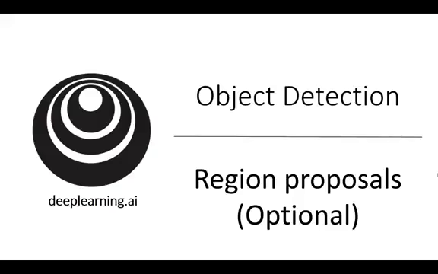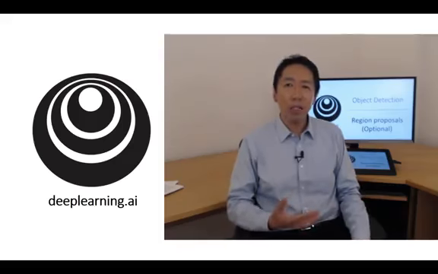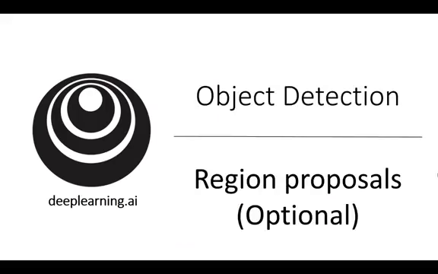If you look at the object detection literature, there's a set of ideas called region proposals that's been very influential in computer vision as well. I wanted to make this video optional because I tend to use the region proposal set of algorithms a bit less often, but nonetheless, it has been an influential body of work and an idea that you might come across in your own work. Let's take a look.